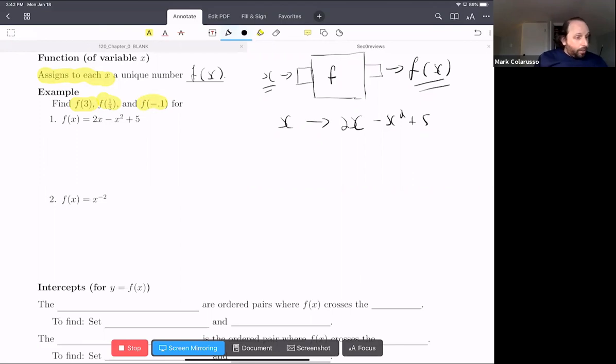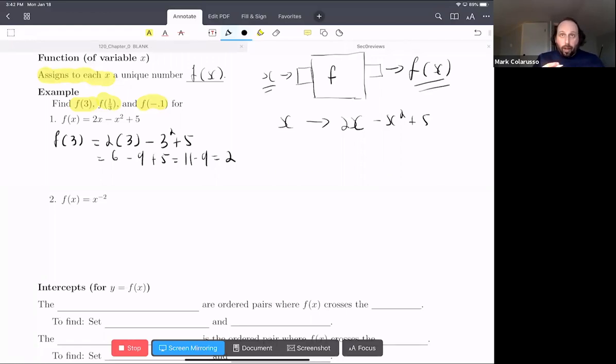Let's do that together. We can just compute this. So f of 3, we input 3. The output is 2 times 3 minus 3 squared plus 5. That is equal to 6 minus 9 plus 5. And then you just do some math. So this is 11 minus 9. So the output is 2 in that case.